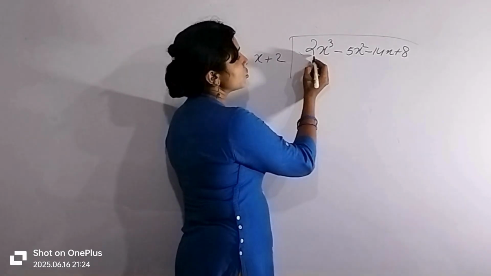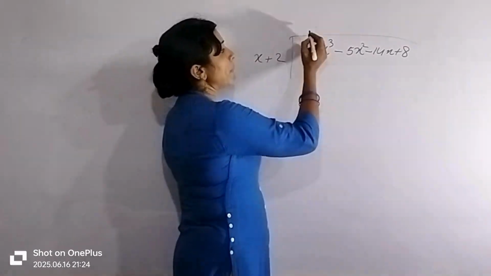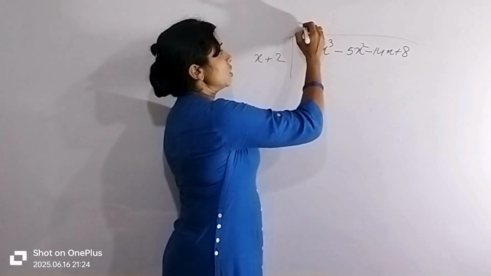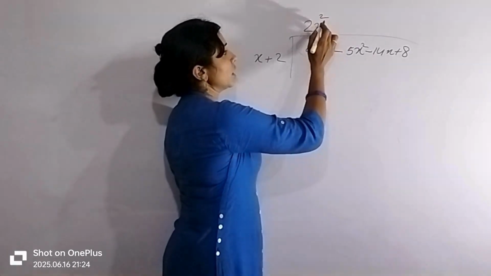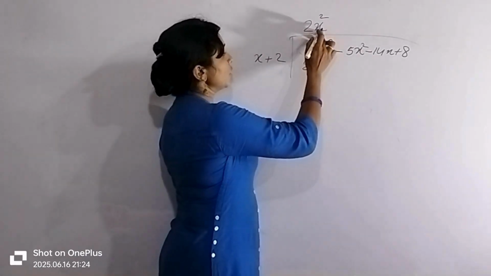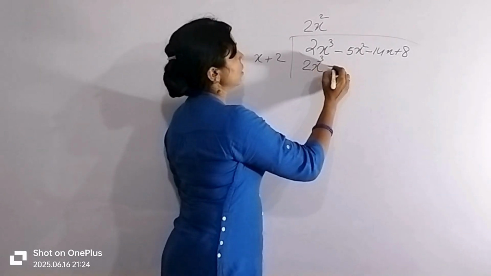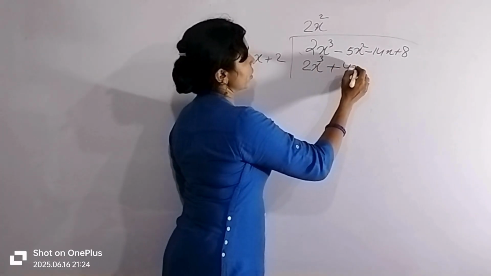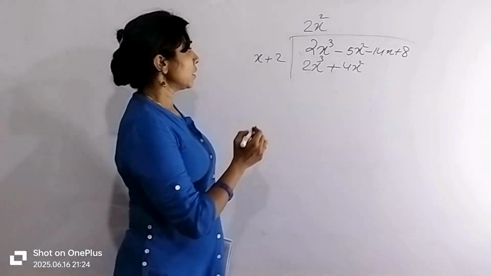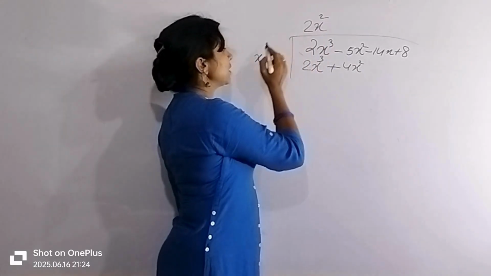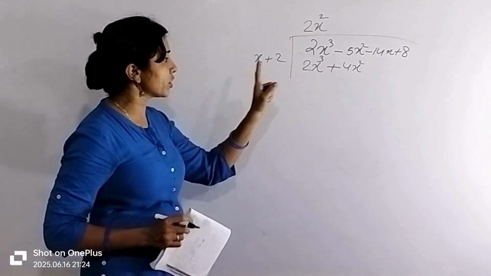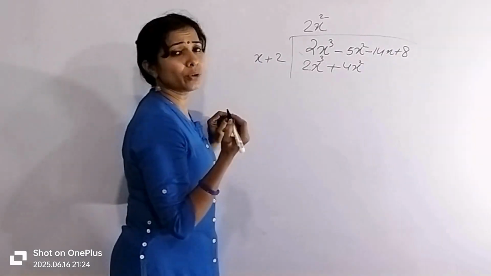To get 2x cube, by which variable do I have to multiply this x plus 2? Here I have to get 2x cube. So I put 2x square here. So 2x square into x is equal to 2x cube. Then 2x square into 2 is equal to 4x square. Clear? So here 2x cube is the main thing. To get 2x cube, by which variable do I have to multiply the x? So here 2x square is okay, 2x square into x is 2x cube. Because by division also we know, right?